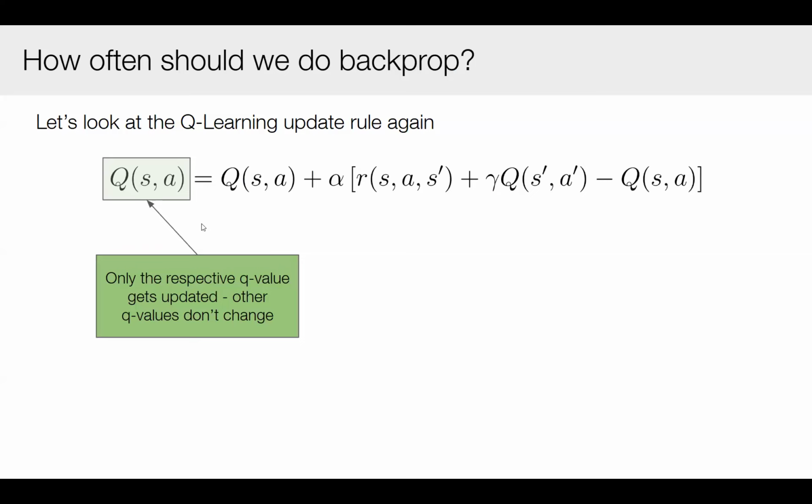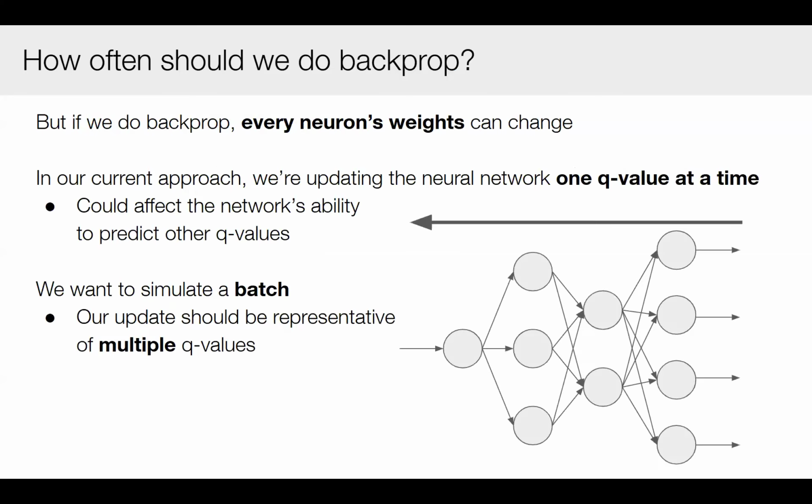So let's look at what the Q learning update rule actually does. We're only updating the respective Q value for that state and action. If we're performing this update rule, only that Q value changes. No other Q values for any other states or actions change. But when we do backprop, we're updating weights for every neuron. That's just how backprop works.